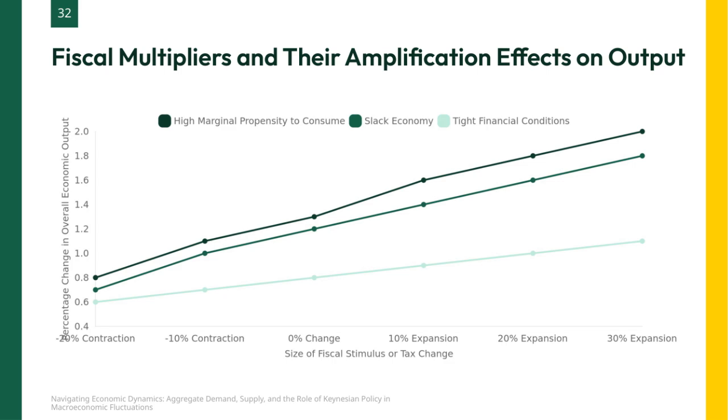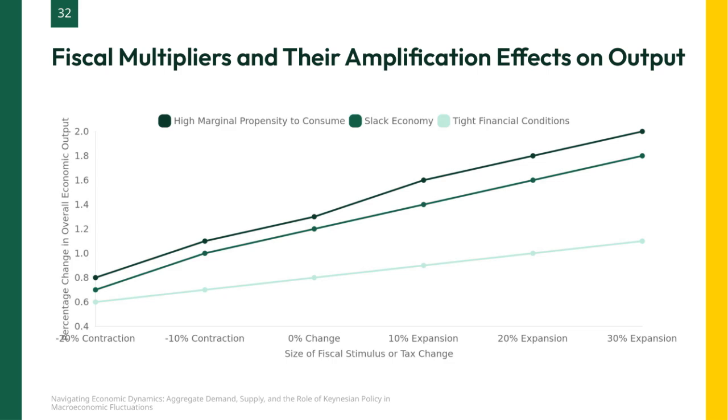Notice that in a high marginal propensity to consume environment, a 30% expansion can nearly double the economic output, reaching a multiplier of 2. This indicates that consumers quickly spend additional income, boosting demand and growth. Similarly, a slack economy, which means underutilized resources and labor, shows a strong response, though slightly less than the high consumption case, peaking at 1.8.